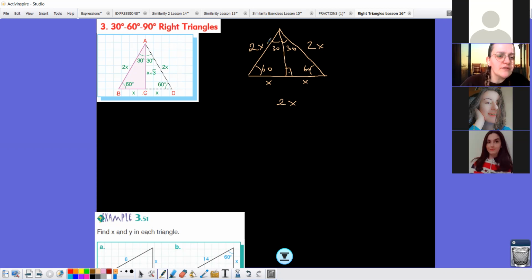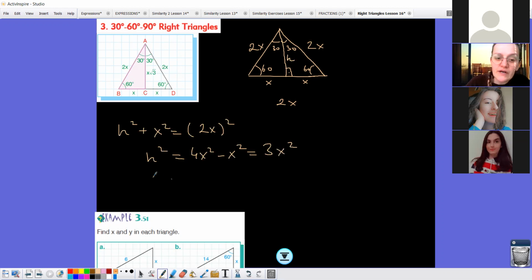What is the special thing here? If I use the Pythagorean theorem to find the height, we know this is 2x, we know that this one is x, and I'm trying to find the height here. h squared plus x squared will give us 2x squared, yes? I'm looking for h. I take x squared to the other side, and h squared is equal to 4x squared minus x squared, which is 3x squared. So h is root of 3x squared, which is x root of 3.